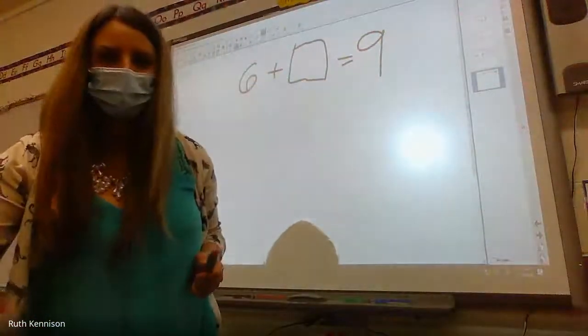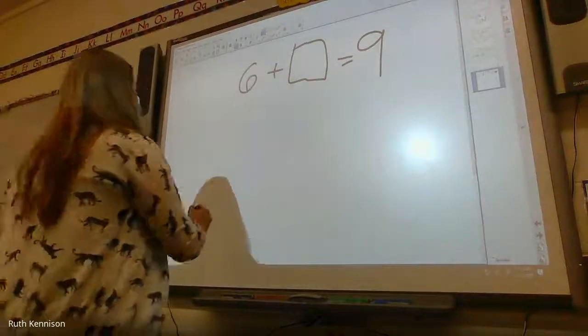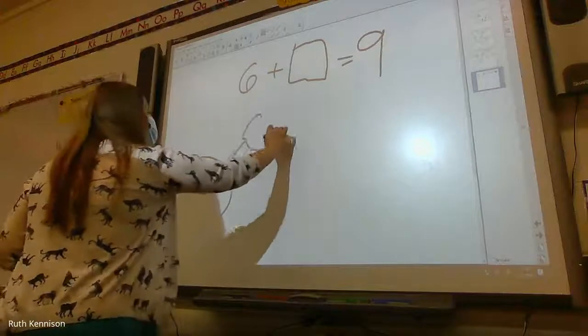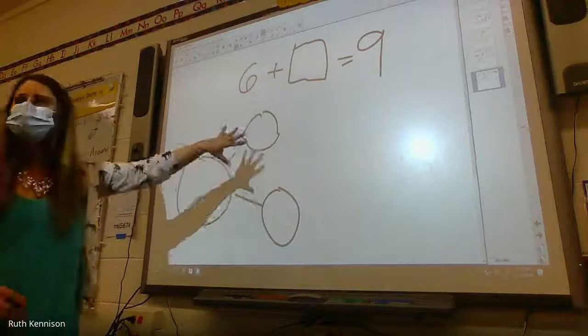Okay, our next problem is 6 plus what equals 9? And this time I'm going to do my number bond facing this way. So you guys remember the number bond doesn't matter as long as you've got the big one and then 2 little ones coming off of it.